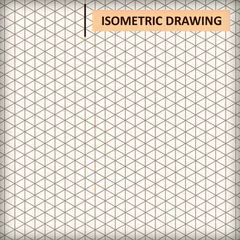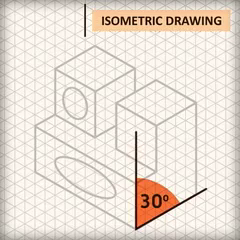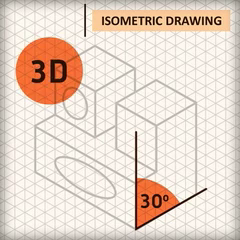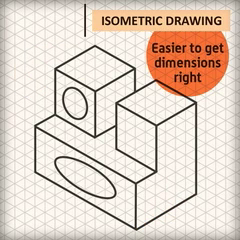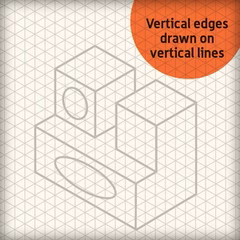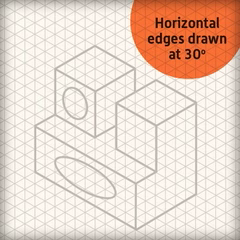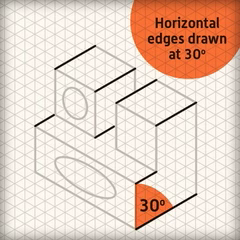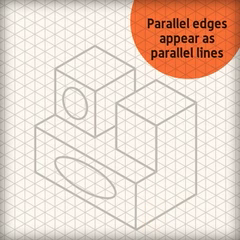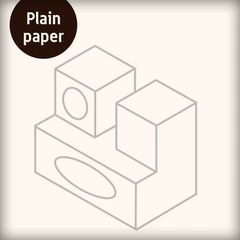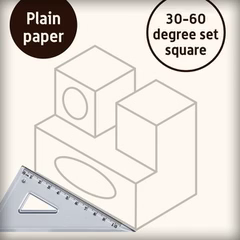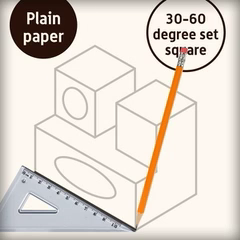Sketching on isometric drawing paper, showing designs at 30 degrees and in 3D, makes it easier to get the dimensions right. But remember the 3 rules of drawing in isometric. The vertical edges are drawn on vertical lines, the horizontal edges are drawn at 30-degree lines, and the parallel edges appear as parallel lines. Also, instead of using isometric paper, why not use a plain piece of paper and a 30-60 degree set square instead?